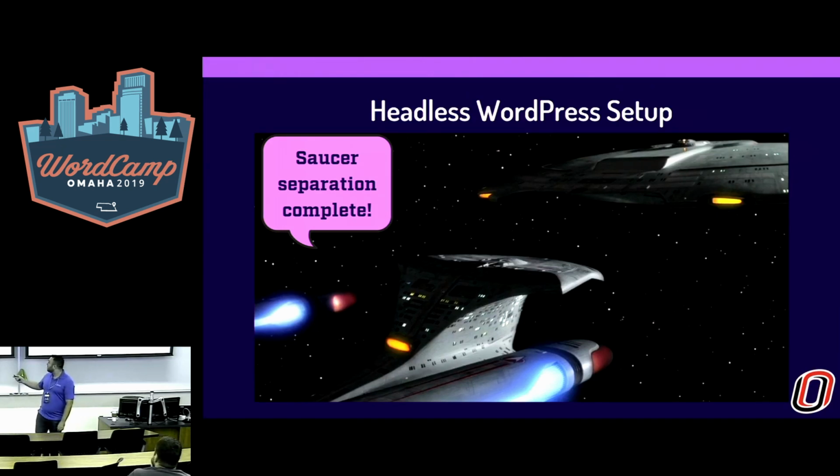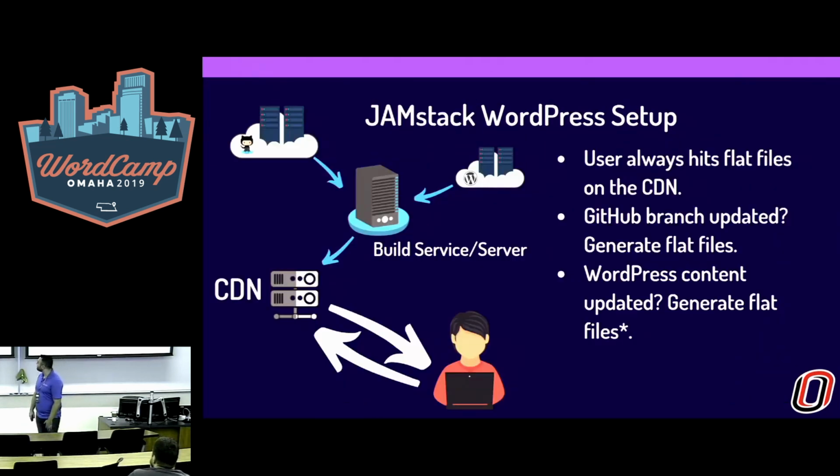So one of the benefits of a headless setup is that you are doing this separation, and that you can make it much more secure because you're greatly reducing the surface area for attack. So a Jamstack WordPress setup looks a little different. A user, for the most part, is always hitting flat files. They're hitting a rendered HTML document. And then once a Jamstack site loads, it turns itself into a single-page application.